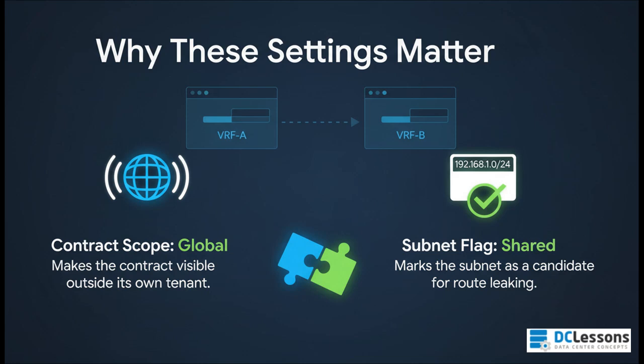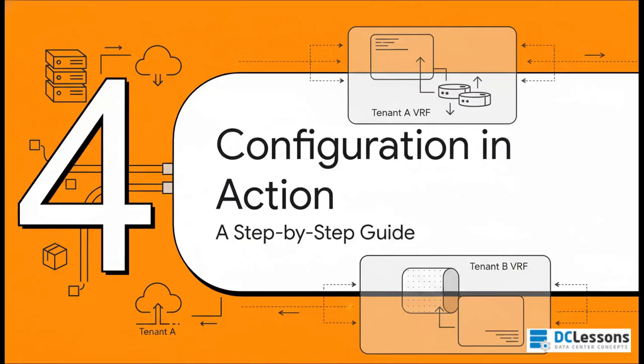Without that checkmark, ACI just assumes, nope, this subnet stays private to its own VRF, and it won't care what the contract says. All right, theory's great and all, but let's actually get our hands dirty in the APIC. I'm gonna walk you through the few simple clicks it takes to actually connect our two tenants.